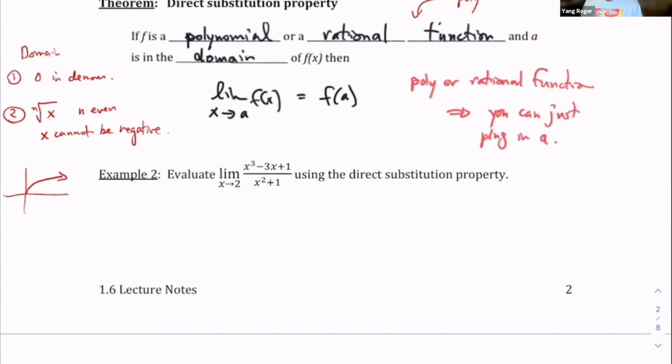All right. So this would just be equal to 2 cubed minus 3 times 2 plus 1, divided by 2 squared plus 1. So when I simplify this, what do I get? I'm going to get 8. 8 minus 6 is 2. 2 plus 1 is 3. 3 over 5. So that's our answer. So it's much easier than breaking it up into 10,000 pieces.